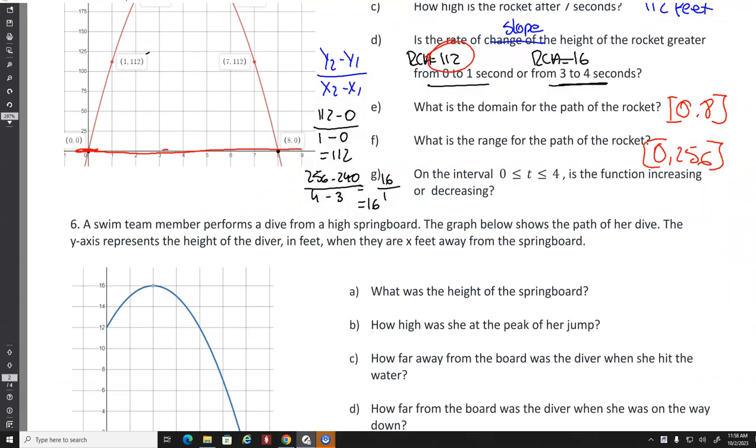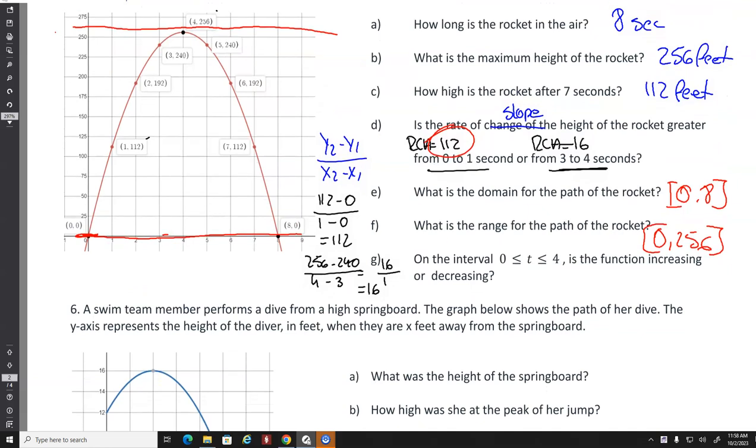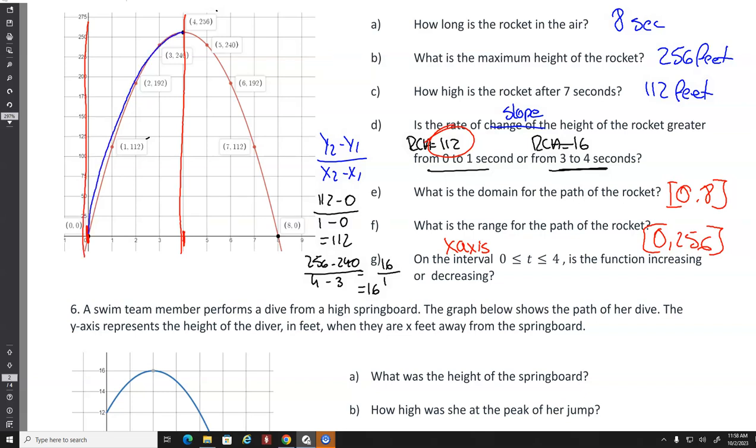Now, the interval, again, this is the x-axis. That's what it means. Interval means x-axis. From 0 to 4, the function is either increasing or decreasing. So let's check that. From 0 to 4, between these two points, is my function increasing or decreasing? It is going up. So it's an increase, okay?